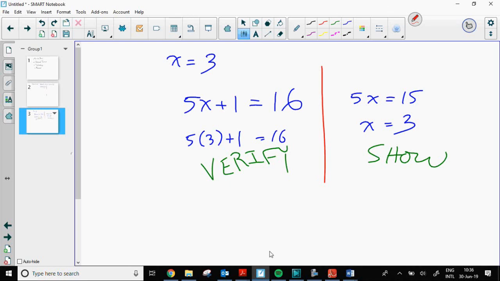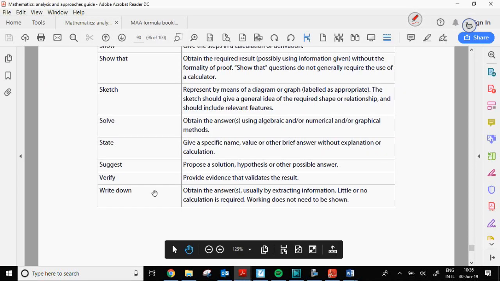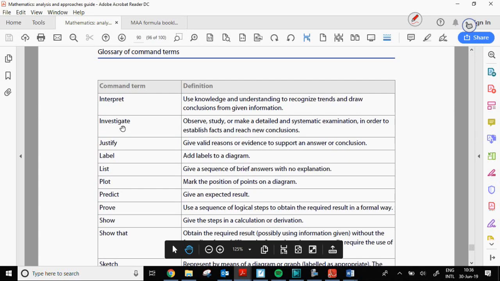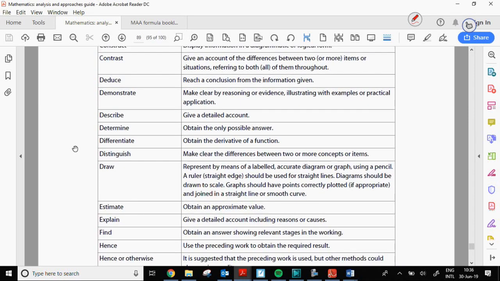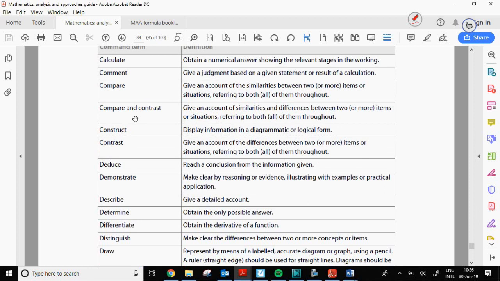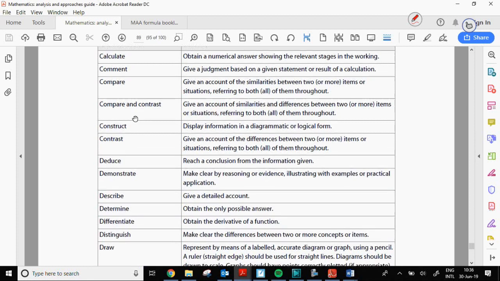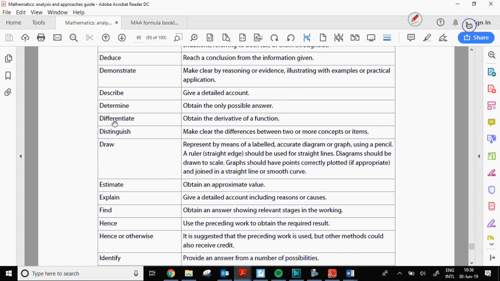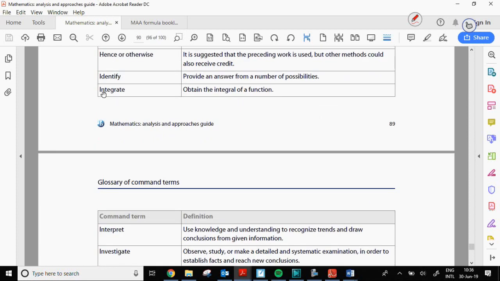Like I said, some of the other ones I've rarely, if ever, seen, like investigate, the compare and contrast. You really tend not to see these in math papers. And then some of them are only specific to topics we haven't seen yet, like differentiate and integrate. Those are specifically calculus terms that we don't need to worry about yet.